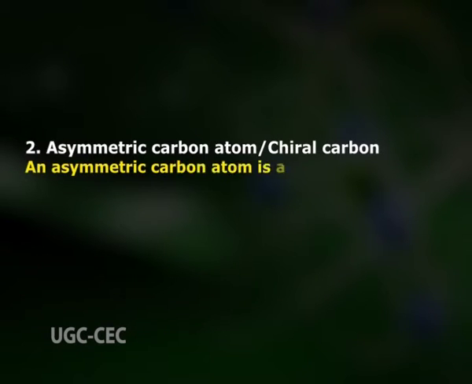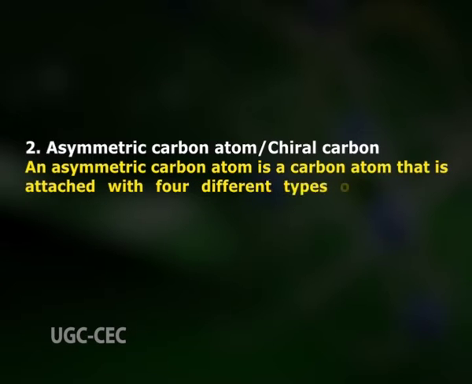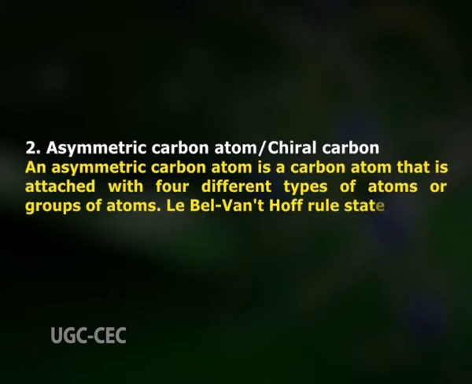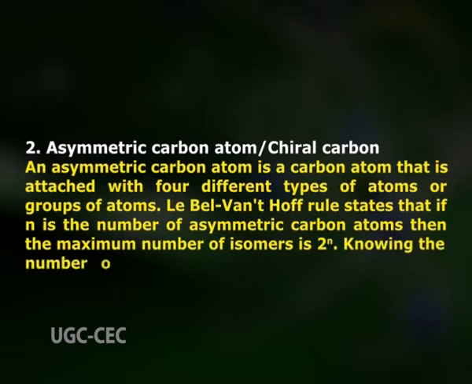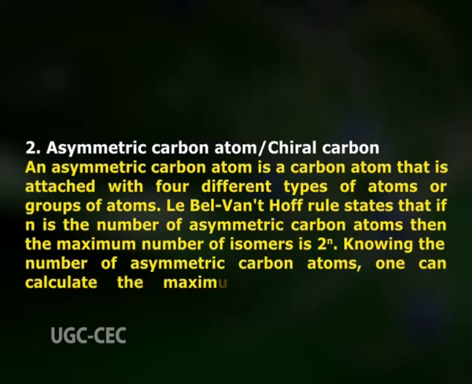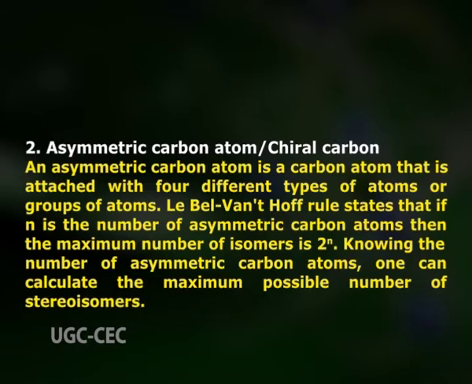Second, asymmetric carbon atom or chiral carbon. An asymmetric carbon atom is a carbon atom that is attached with 4 different types of atoms or groups of atoms. The Le Bel-van't Hoff rule states that if n is the number of asymmetric carbon atoms, then the maximum number of isomers is 2 to the power n. Knowing the number of asymmetric carbon atoms, one can calculate the maximum possible number of stereoisomers.